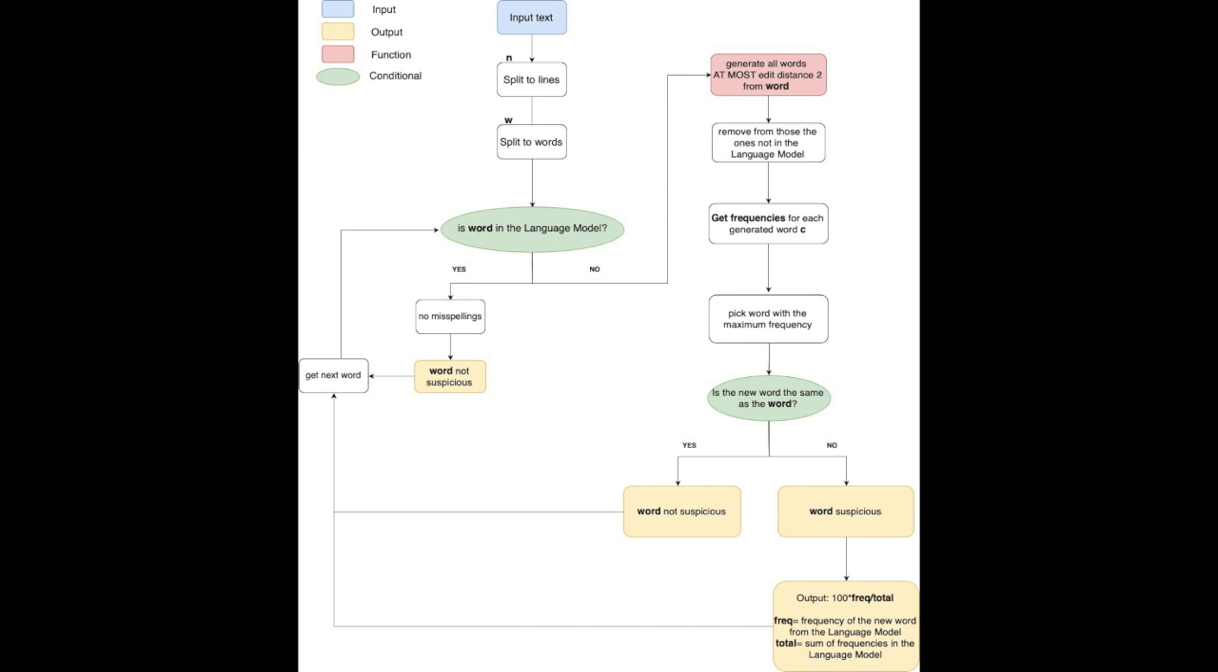This new word is chosen as the correction for the misspelled word. The suspicion level is set by dividing the word's frequency by the total frequency of all words in the language model.